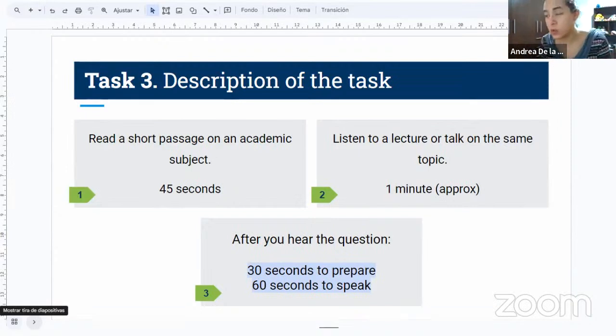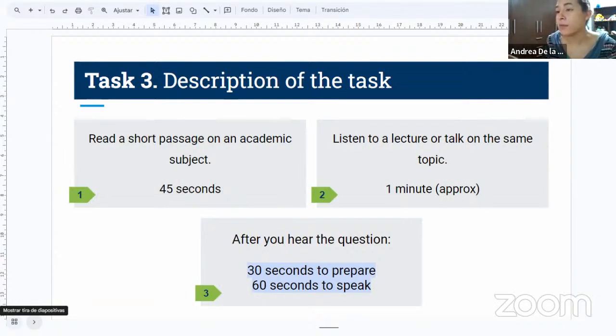Then you need to listen to a lecture in this case. You listen to this audio file. It's no longer a conversation, it's a lecture, but you listen to it for 1 minute approximately. And then you get the question. You get the same amount of time for preparing and for speaking. 30 seconds to prepare, 60 seconds to speak.